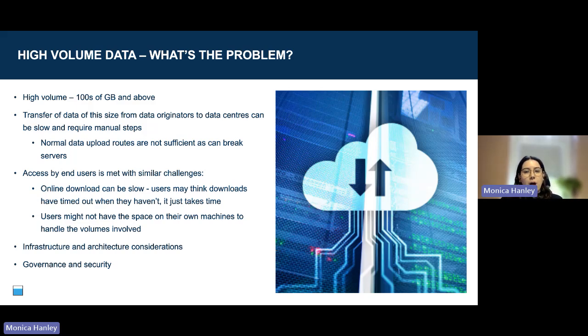So typical online download mechanisms can be very slow. Users may think downloads have timed out, but it's just taking time to process the data. And users often won't have the space required on their own machines to actually download the data and then process it with something meaningful. So there's lots and lots of infrastructure and architecture considerations that go along with high volume data. And governance and security of the data is always a challenge as well.